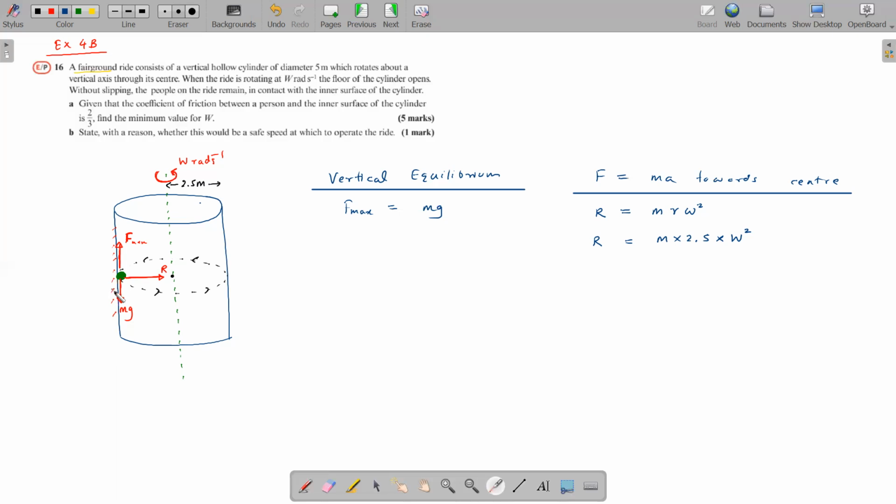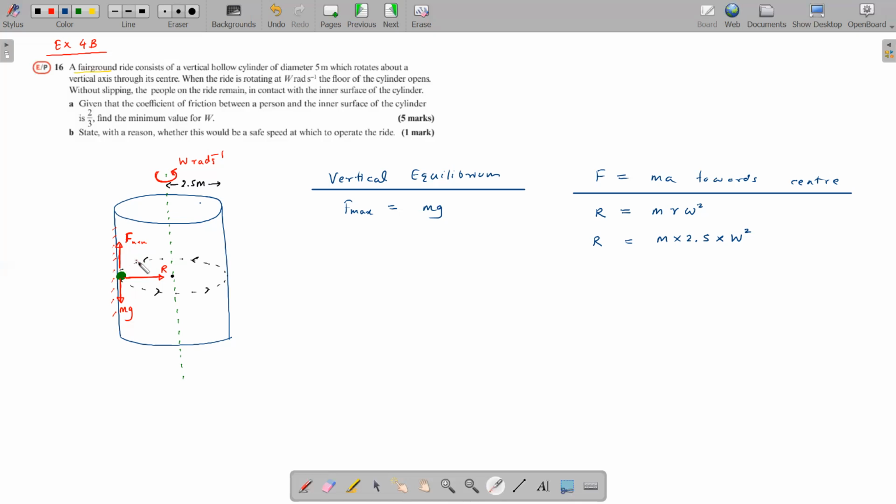But if you're trying to go at a minimum speed, you need to realize that you have a risk of slipping down. It's almost in limiting equilibrium. That's the point here. If you are going at the minimum value of W, you are in limiting equilibrium, and that's why you have the maximum friction.